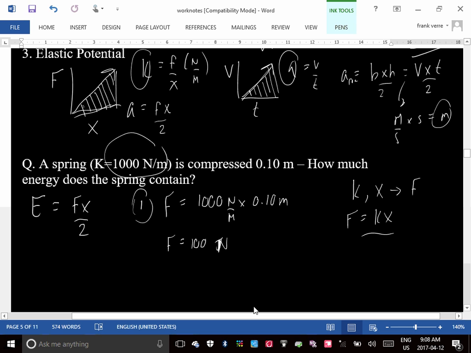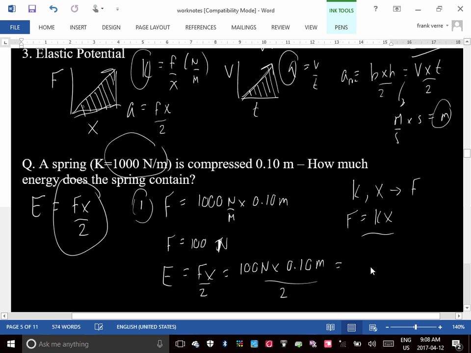Well, hold on. Now we're going to figure out E, because now we have F. Because our equation that we derived is Fx over 2. But I'm going to show you a different equation after, okay? So what we did here is we used the equation for springs that we learned before, which is F equals Kx. Solve for F, and then we're going to plug that back in and solve for E. So E equals Fx over 2, which is 100 newtons times 0.10 meter over 2, which is then 100 times 0.1, and it's a Newton meter, which is a joule, so 10 joules.